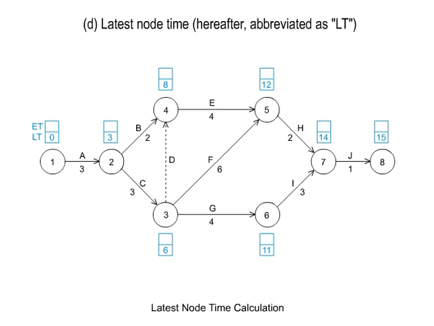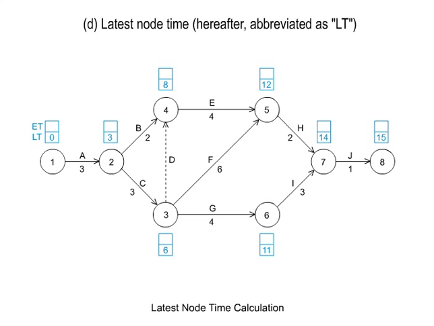D. Latest node time, hereafter abbreviated as LT. The latest node time is obtained by performing calculations backwards from right to left. In fact, LT is the latest possible starting time for each activity, which is reached by subtracting required times for each activity from the project ending time.